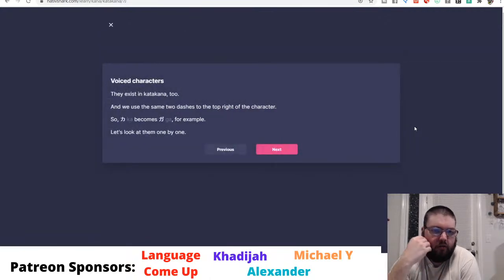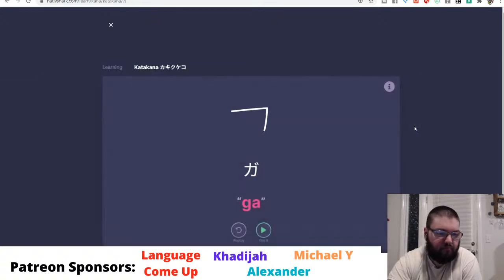Voiced characters. They exist in katakana too, and we use the same two dashes in the top right corner. So ka becomes ga. Ga.